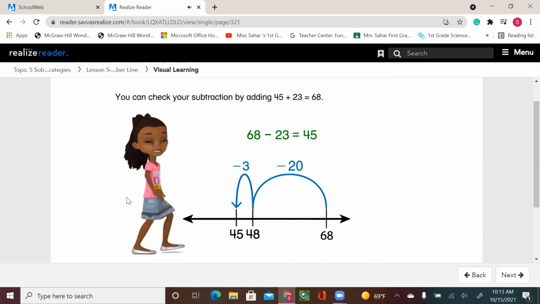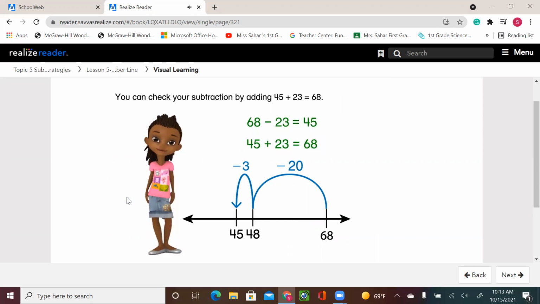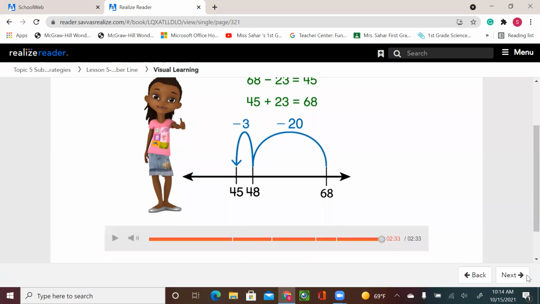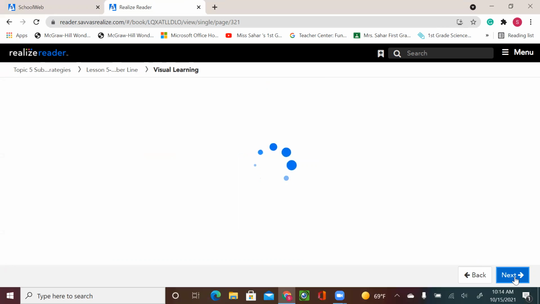You can check your subtraction by adding 45 plus 23 is equal to 68. All right, so if you want to double check that your answer was right, just add the small addend and your difference together. You should have the big addend. Okay, let's see what we have next.